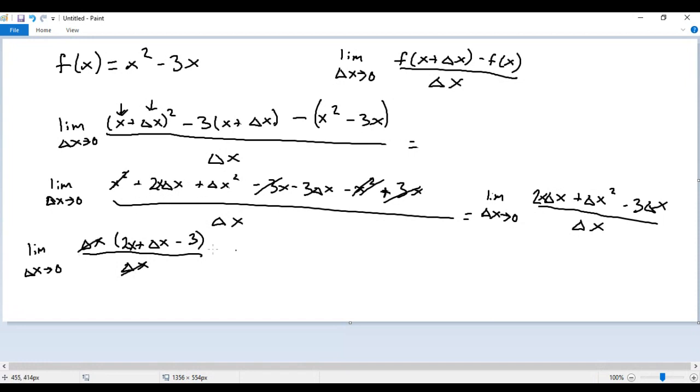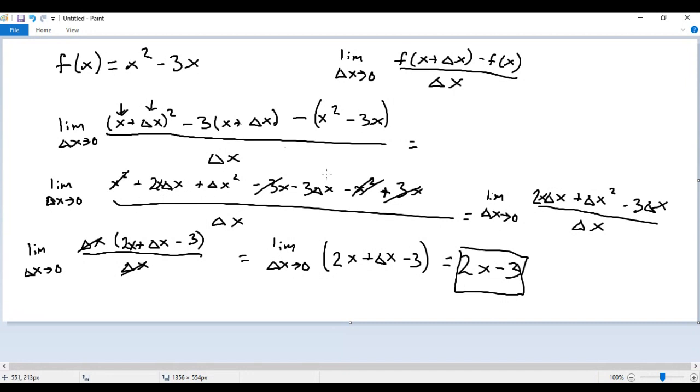There we could cancel out our delta x's. So you'd have the limit as delta x goes to 0 of 2x plus delta x minus 3. And then, of course, if you let delta x equal 0, this simply becomes 2x minus 3. So that is our derivative. Make sense?